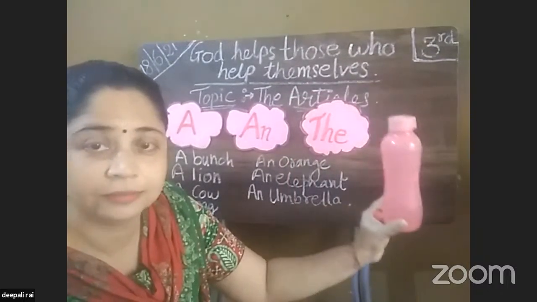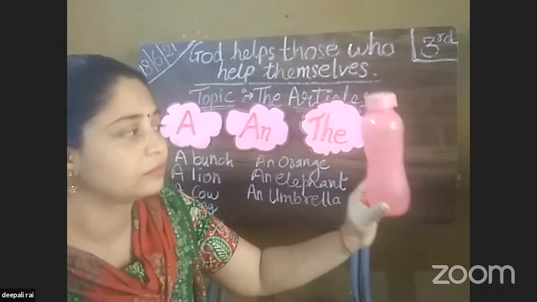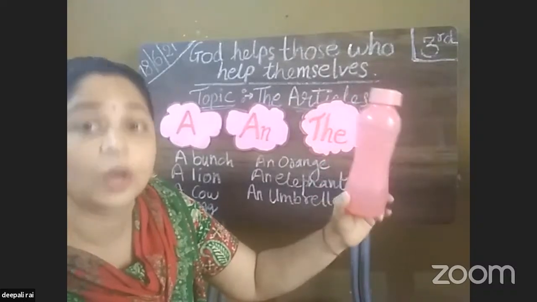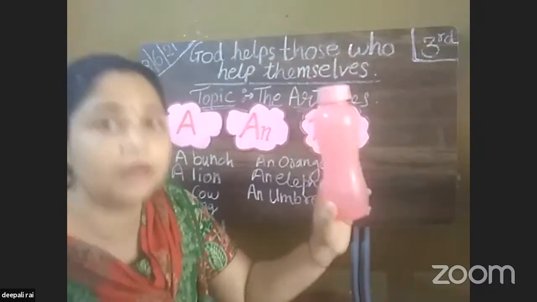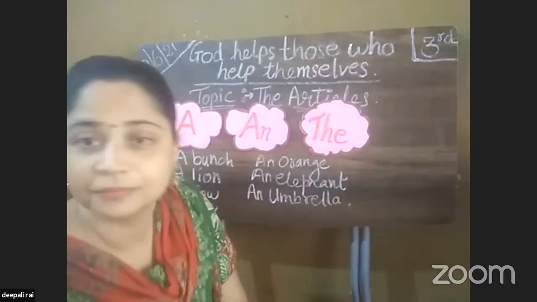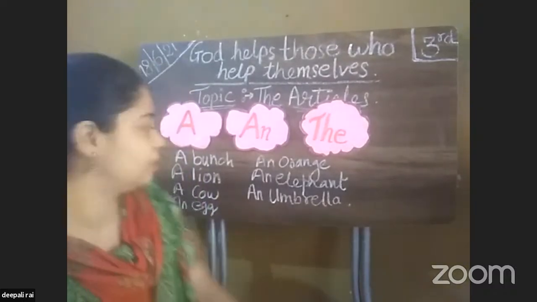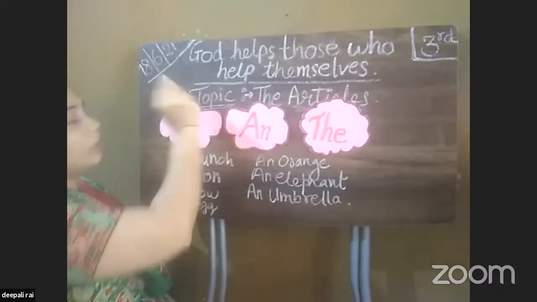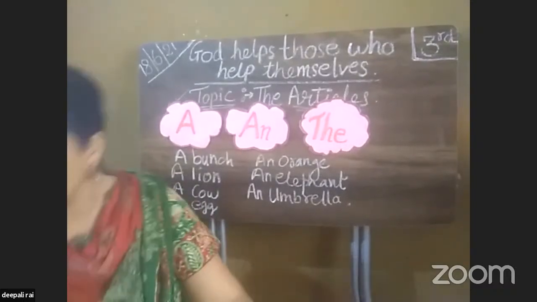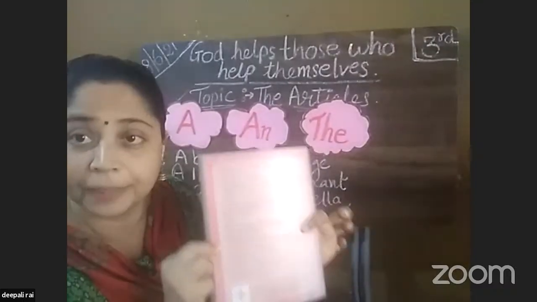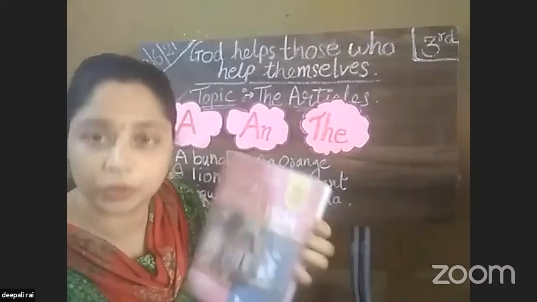What is this? What is this? Bottle. So, is it an bottle or a bottle? Yes, Prince. Very good, beta. It is a bottle. This will come in A column. Okay. Now see. I have a book, a particular book. This is not any book. This is a grammar book.